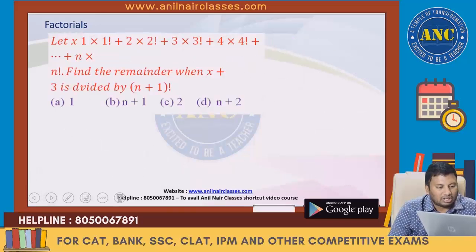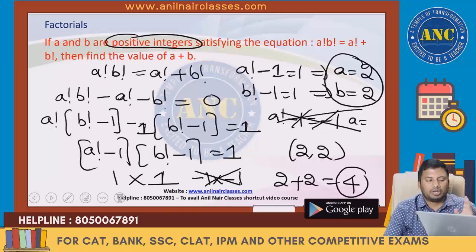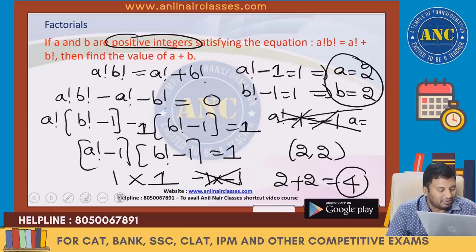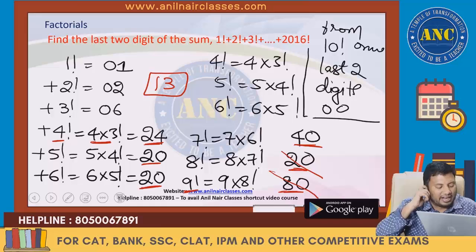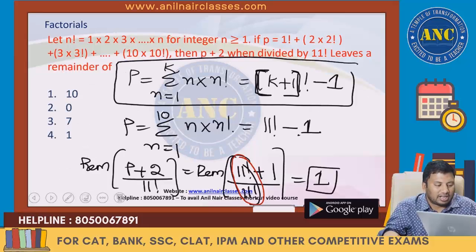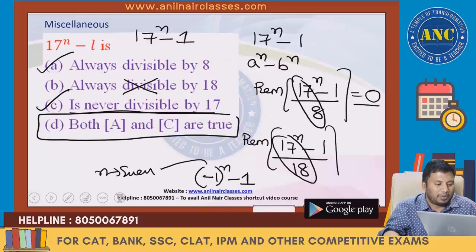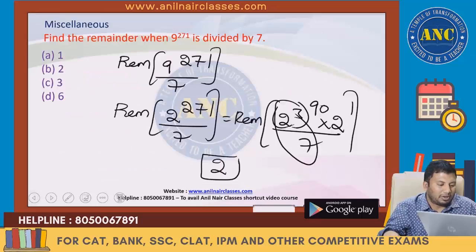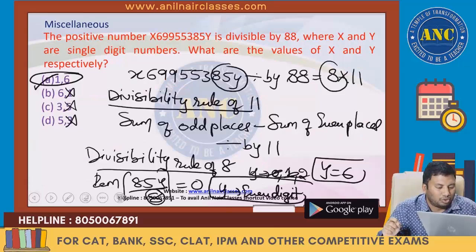There are still a lot of good problems which we will catch up on today evening. What are the concepts that we discussed here? N factorial is n into n minus 1 factorial. N factorial is always even for n greater than or equal to 2. Summation n into n factorial is n plus 1 factorial minus 1. We also discussed various comparison based problems: a power b, b power a, and 1 plus 1 by x, power x, always lies between 2 and 3.